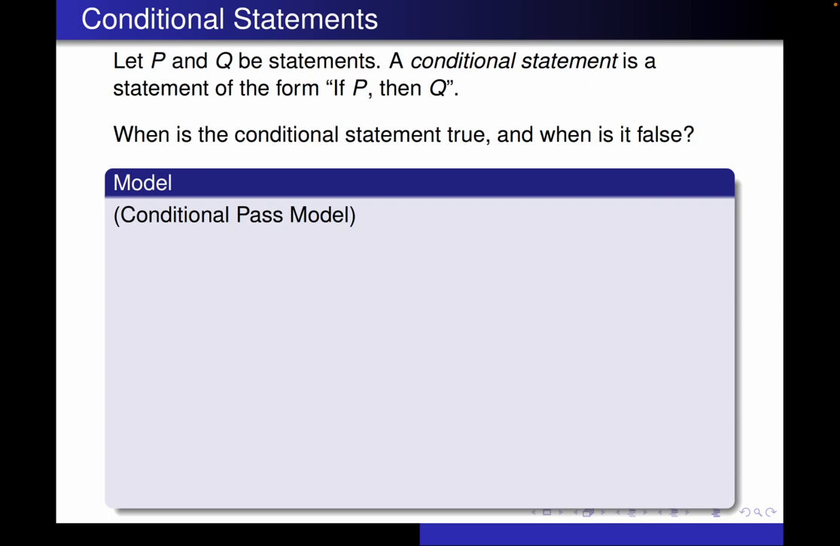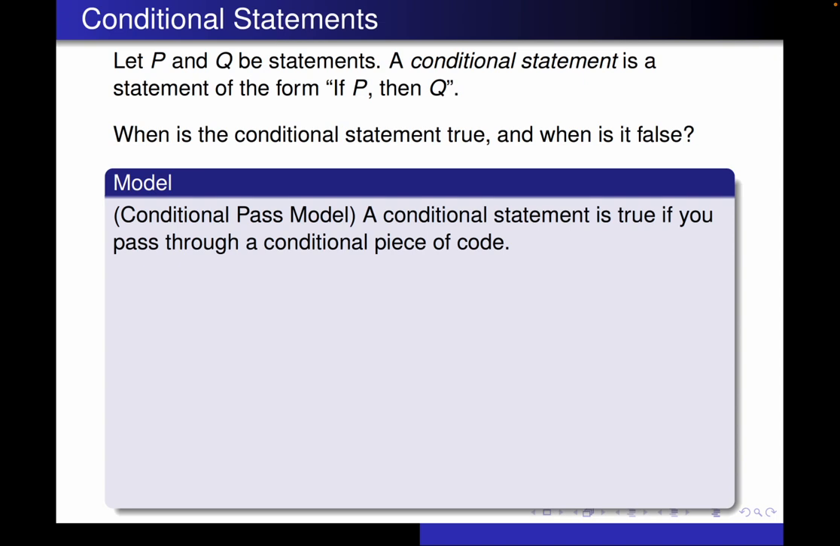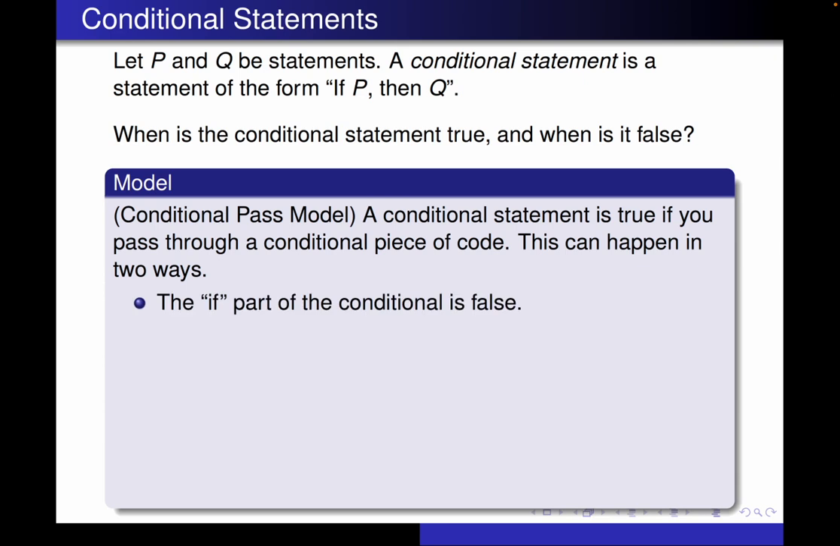Another way of thinking about this, a more computer science way, is what I call a conditional pass model. What you want to do in this one is think about what happens if you have an if-then construction in your code. A conditional statement is going to be true if we can effectively pass through that code to the next line of code. And this can actually happen in two ways. If you get to an if-then construction and the if part happens to be false, then your algorithm is going to completely ignore the then part of your code, and it'll pass right through without any questions. It doesn't even matter what's going on in the then part.